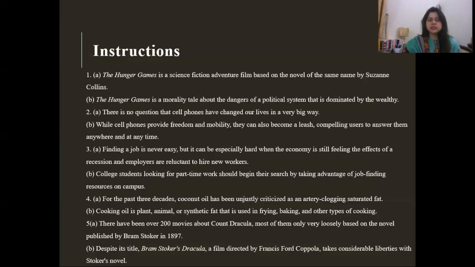But that is not the thesis statement. That is just background information. It can be considered as background information, but it cannot be considered as a thesis statement. On the other hand, now read the second one again, the Hunger Games.